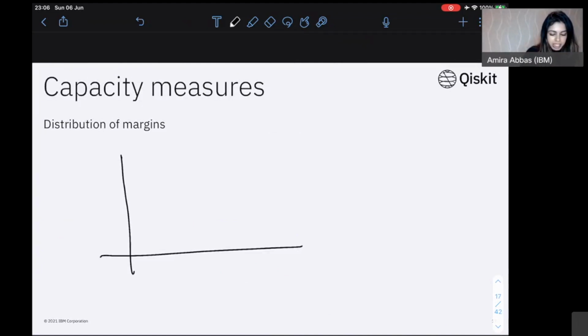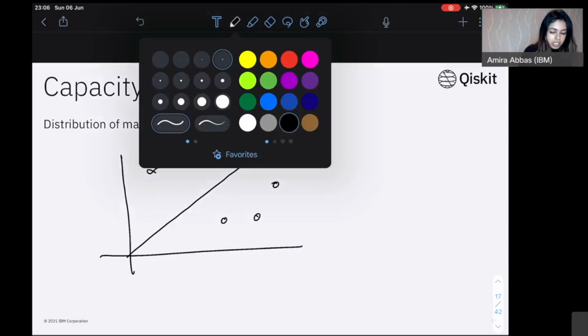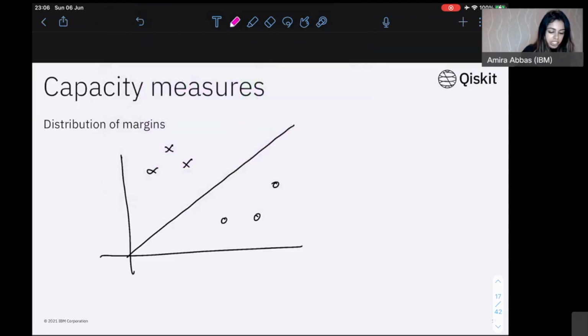We have, let's say, some data, and let's say this data comes from different classes, and then we've got some decision boundary. Now, the margin of each data point is simply the distance of that data point to the decision boundary, so to the linear classifier in this example. So these are the margins that we can represent as distances to our model, to our classifier.